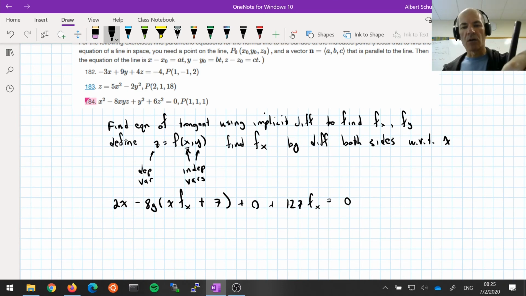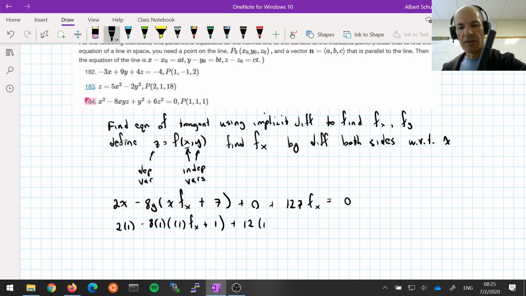Now, our goal is to figure out f sub x at the point (1, 1, 1). So we're going to replace all of these variables, x, y, and z, with just 1, 1, 1. So we get 2 times 1 minus 8 times 1 times the quantity 1 times f sub x plus 1, plus 0, we don't need the 0, plus 12, everything is 1, f sub x equals 0. Great.